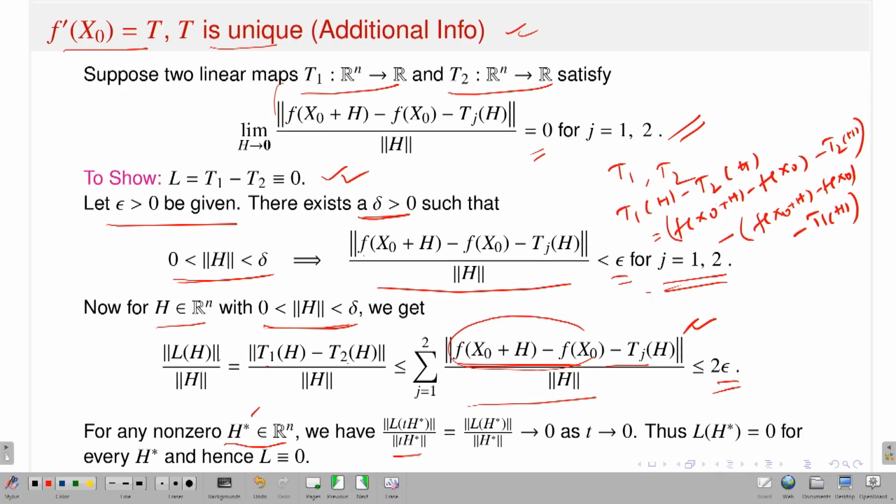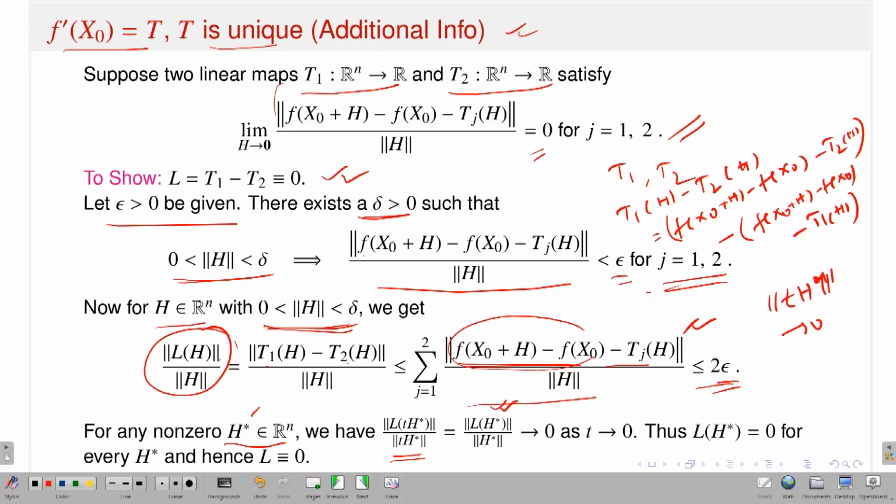So that means T will get cancelled, and what I will have is this object. Now look, I already proved that given epsilon, I will have a delta such that if the norm of H is less than delta, then this object is less than epsilon. So now what I am doing is starting with a non-zero vector, hitting it by T, and then taking T goes to 0. Now if T goes to 0, then the norm of T H star, this vector, also goes to 0.